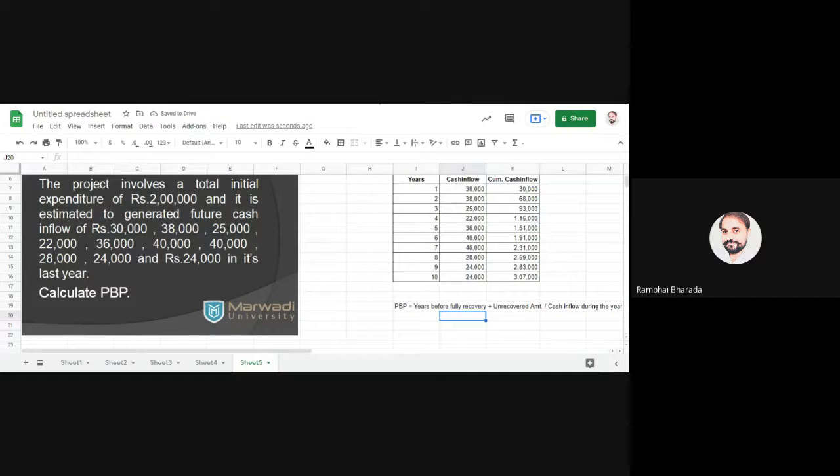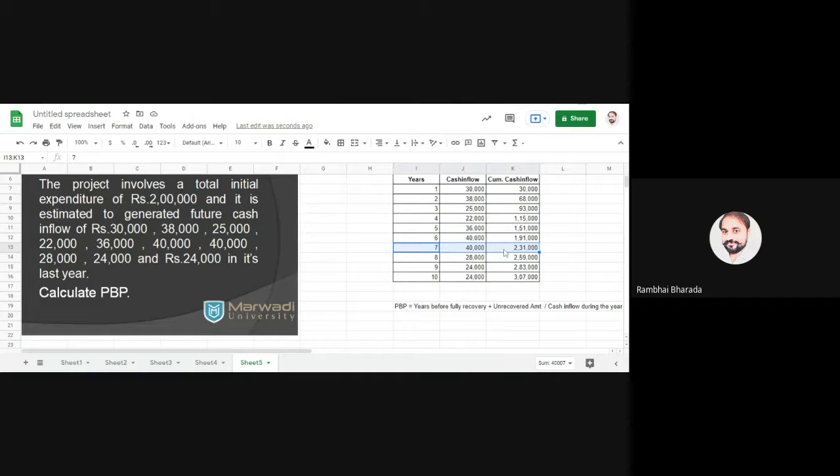Now see, in which year will we get the full recovery? It means in which year will we get 2 lakh rupees or more than 2 lakh rupees. In which year? On the 7th year, we will get 2,31,000. Okay. So year before fully recovery means the year before this recovery. It means here we have the full recovery.